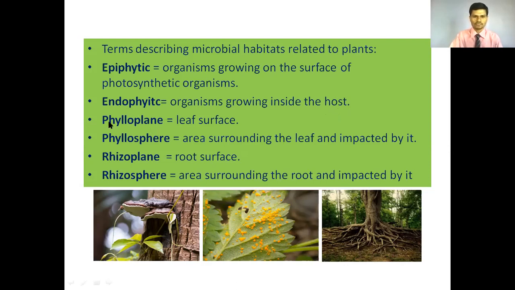Then phylloplane: phyllo means leaf, plane means surface, so organisms which grow on the leaf surface. Phyllosphere means the area surrounding the leaf and impacted by it. Then rhizoplane: the microflora or organisms present on the root surface are called the rhizoplane. Then microflora or organisms which are associated with the surroundings of the root and impacted by it are called the rhizosphere.